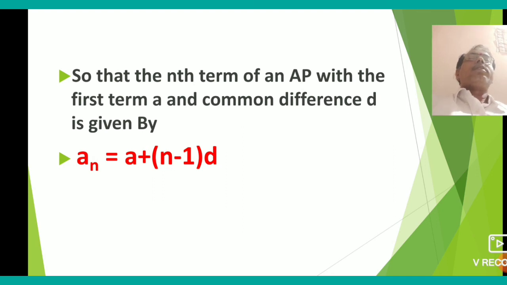So children, like this we can obtain the formula for the nth term of an arithmetic progression. If you understand this process of obtaining the nth term, you can do any type of sum in arithmetic progression. Actually this chapter is a very easy chapter, and we have so many interesting sums in this chapter which are very useful in our daily life. So keep concentrating on this chapter.